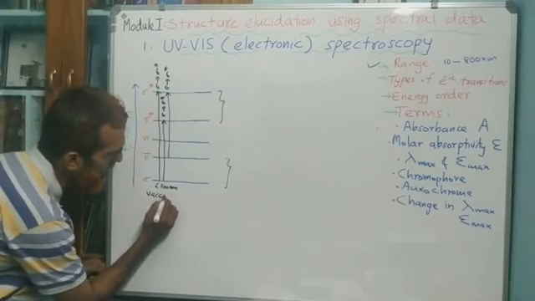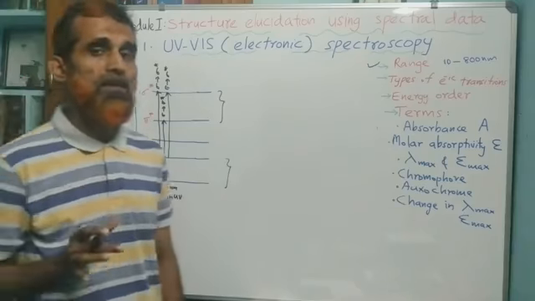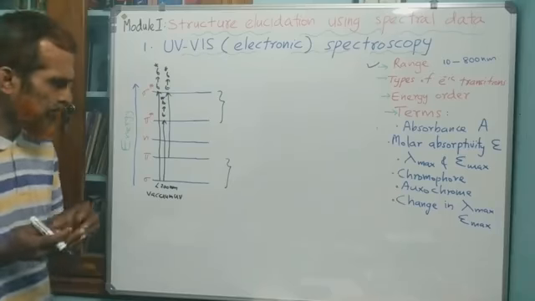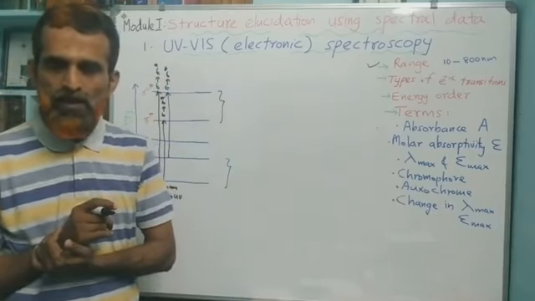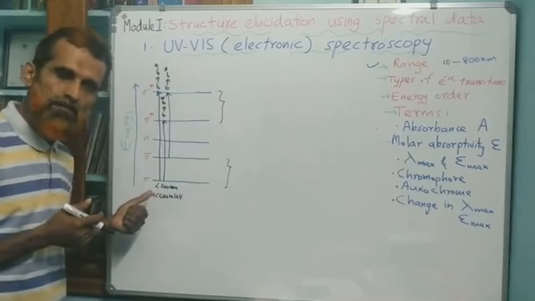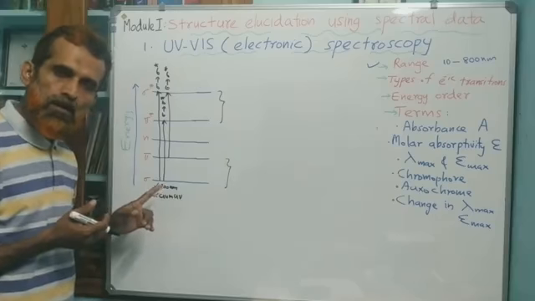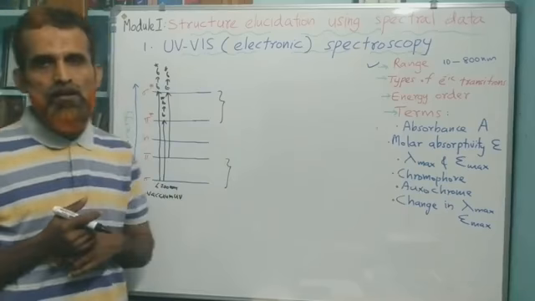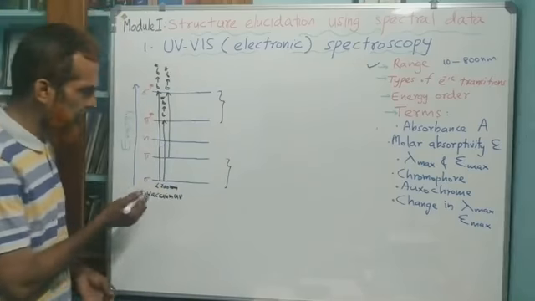Why the name vacuum UV? This range, that is 10 to 200 nanometers, is known as vacuum UV range. Why is it called so? It is because, see, molecules in air like oxygen, nitrogen, they absorb this range of radiation. Their electronic transition corresponds to absorption of UV radiation below 200. That means air molecules exhibit UV absorption below 200.